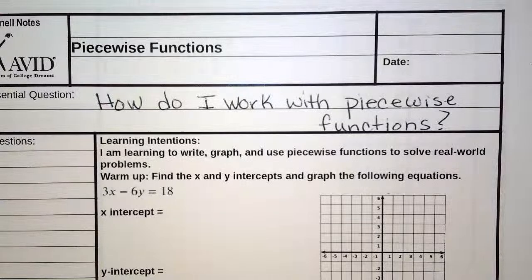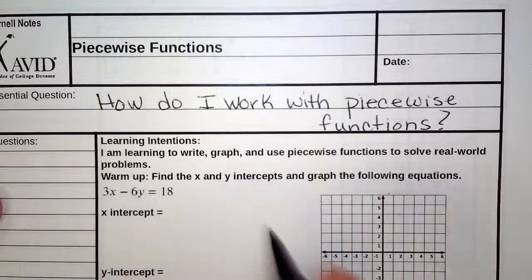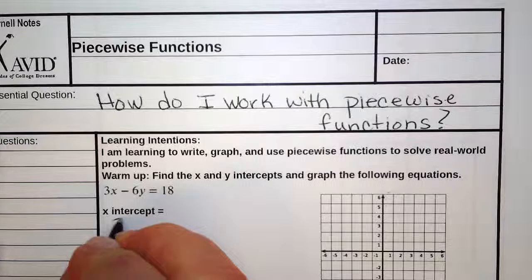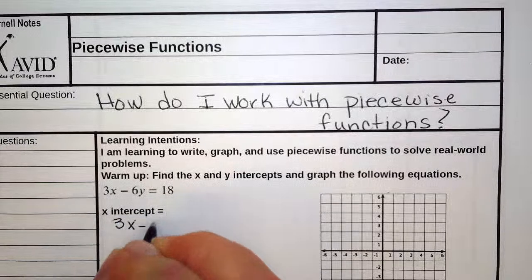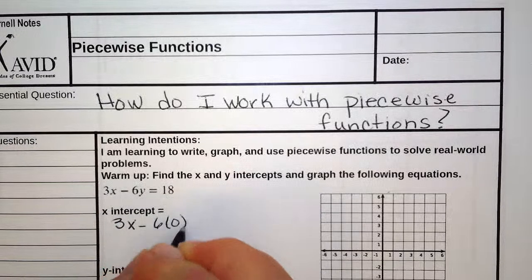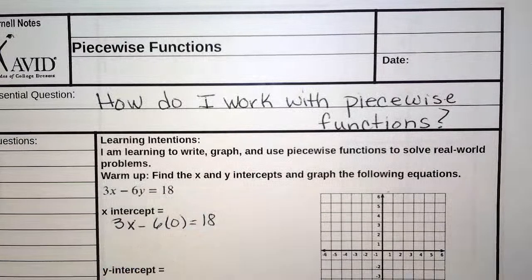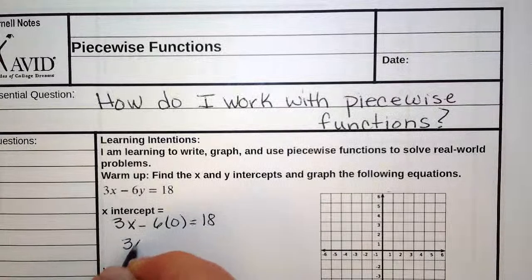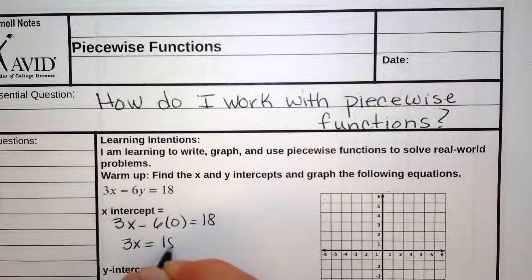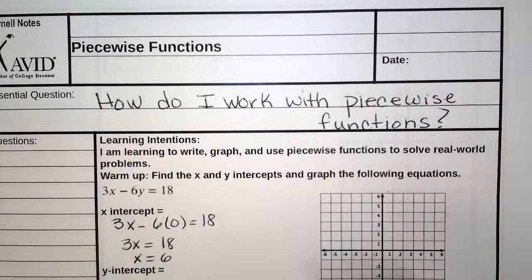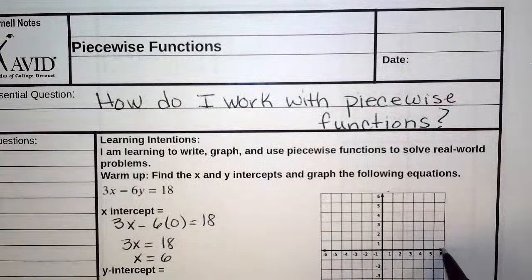Well, I do hope you tried. So if we're looking for the x-intercept, that is where y is equal to 0. 3x minus 6 times 0 is equal to 18. 3x is equal to 18. Divide by 3, and x is equal to 6. So one point will be (6, 0).